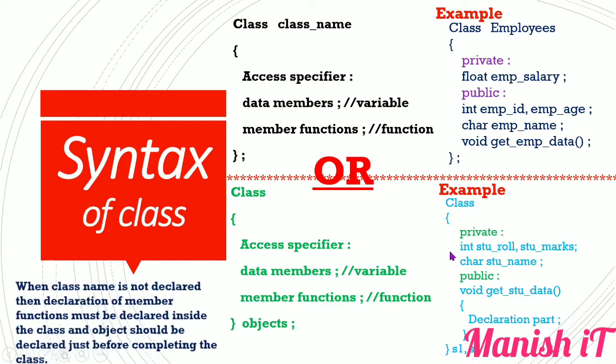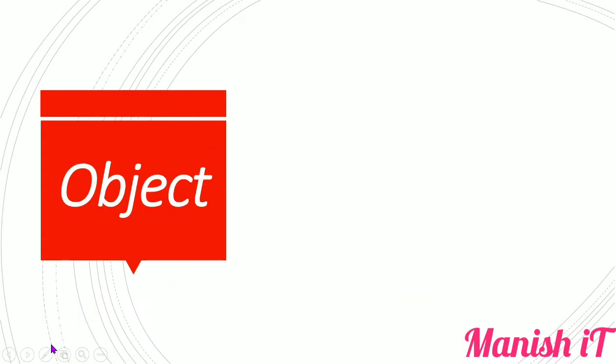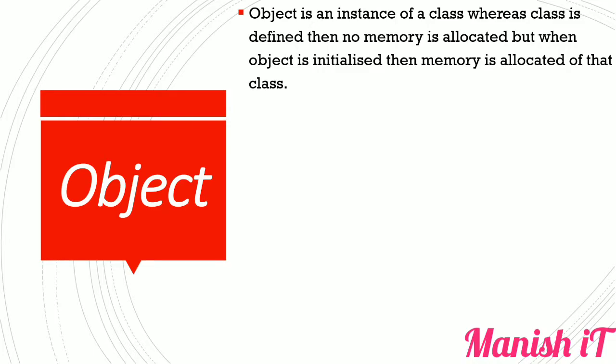So see this rule: when the class name is not declared, then the declaration of a member function must be declared inside the class, and the object should be declared just before completing the class. So what is an object? An object is an instance of a class. When a class is defined, no memory is allocated, but when an object is initialized, then memory is allocated for that class.